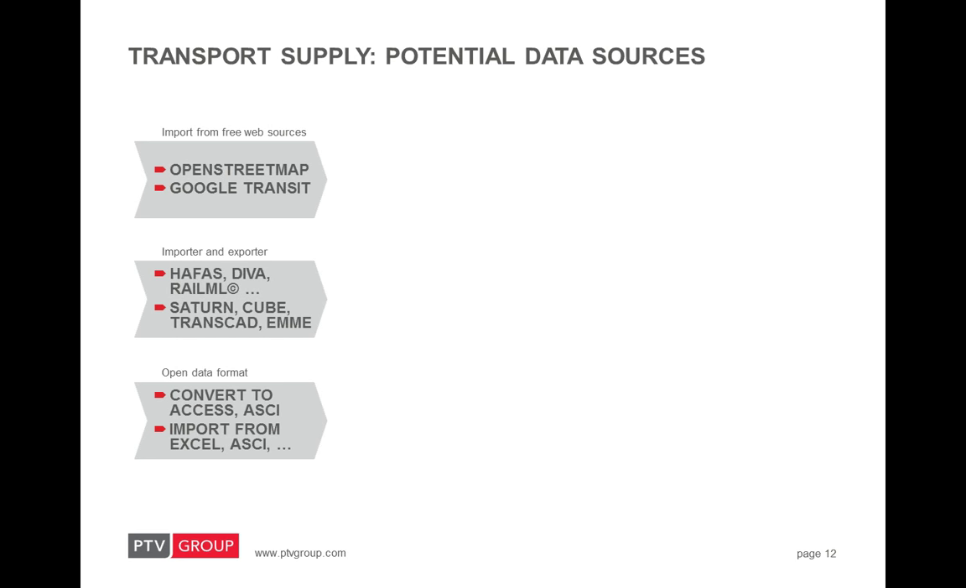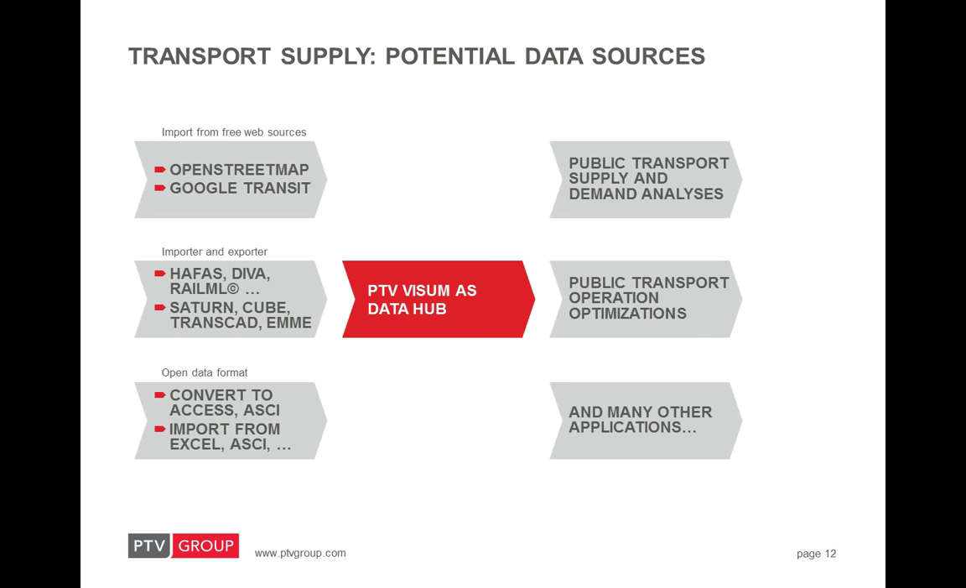Another data source can be other software systems. They can have exporters to Visum, or Visum has a couple of importers for such software systems. This can be HAFAS, DIVA, railML, but also competitors' software. And finally, if you have your timetable, for example, only in an Excel format, this is also not a problem. You can transfer this Excel format, for example, to a database, Access database, or to ASCII, which means text files. So these interfaces and these open and clearly described data formats, which we have in Visum, allow you to import any kind of data you have, and then to use Visum as a data hub for your applications. With this, you have a quick start for your model, and then you can focus on the applications, which include public transport supply and demand analysis, or operation optimizations.